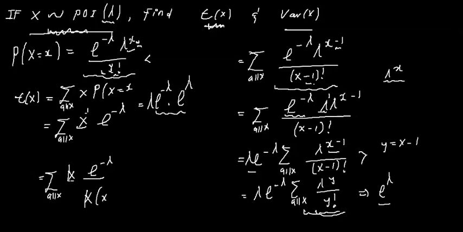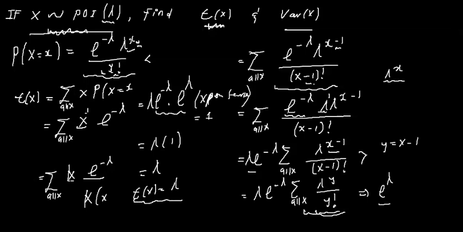But this is just the exponential series. Yeah, so the exponential series adds up to 1. So what we'll have here is lambda multiplied by 1, and our final conclusion will be just lambda. So the expected value will be equal to lambda.